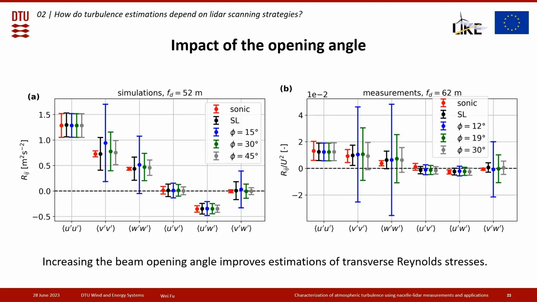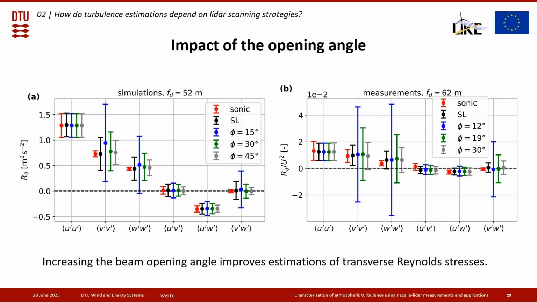Let's see the results. We still have the sonic anemometer and the spinner LiDAR here for comparison. And we can see a clear trend that by opening up the cone angle, we can improve the bias and the uncertainty of the transverse Reynolds stresses, but it doesn't have a large impact on the estimation of the U variance.